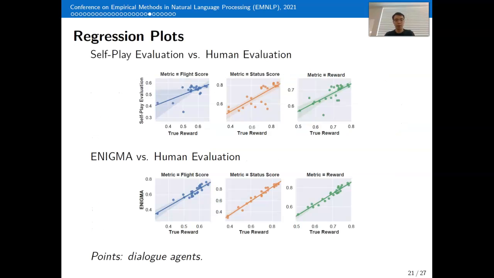Here we show the regression plots. In each regression plot, each point represents a dialogue agent. The x-axis is the ground truth reward given by the human evaluator, and the y-axis is the score estimated by the OPE method. As can be seen, the score estimated by ENIGMA is more accurate than the self-play evaluation.